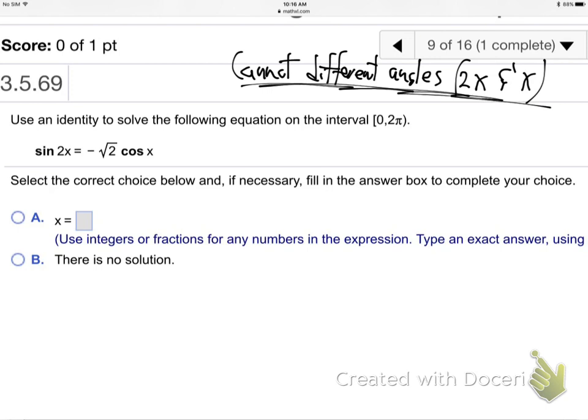We got to make them all the same. You can make them all 2x or all regular x, but you got to make all the angles the same. It must be our first order of business. Before I think about anything else, I'm thinking I got to make all those angle things the same. Okay. How do we do it?